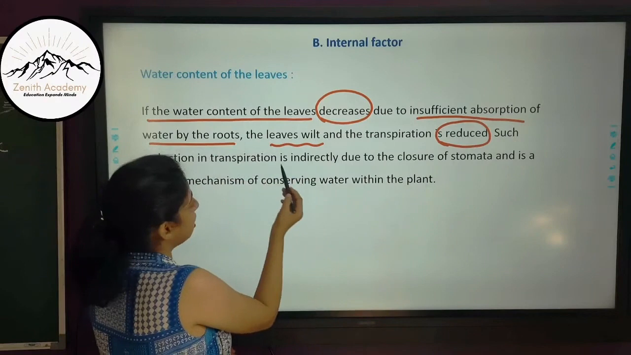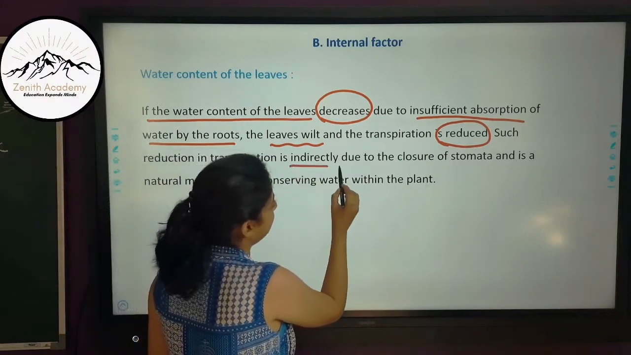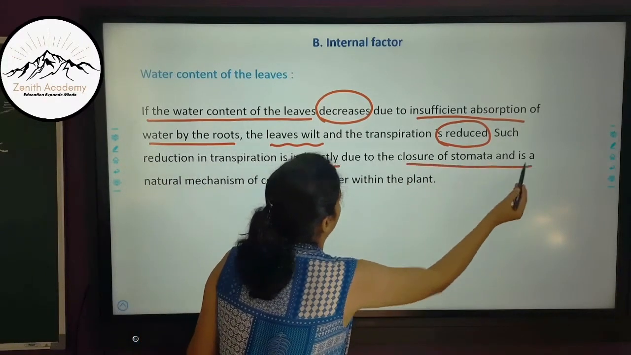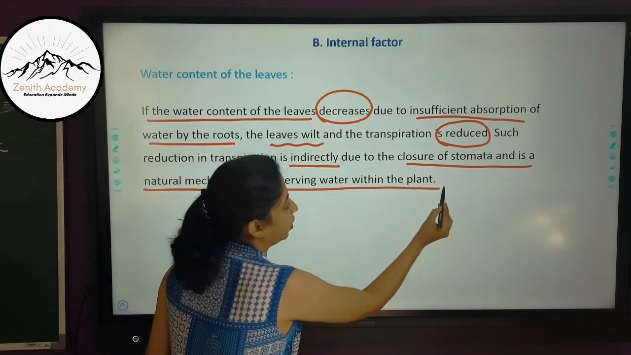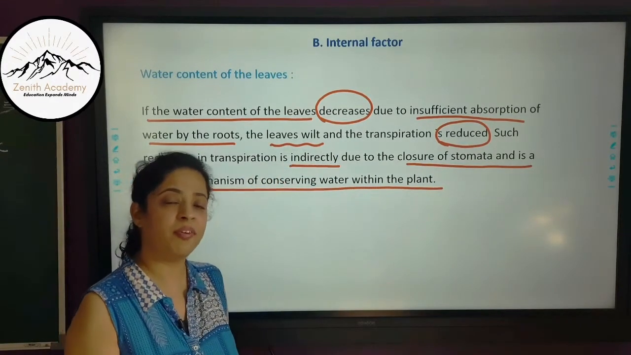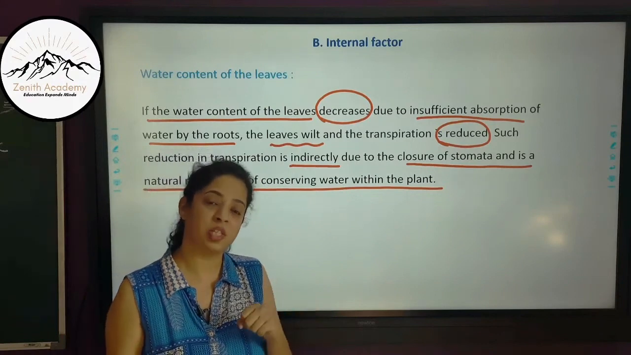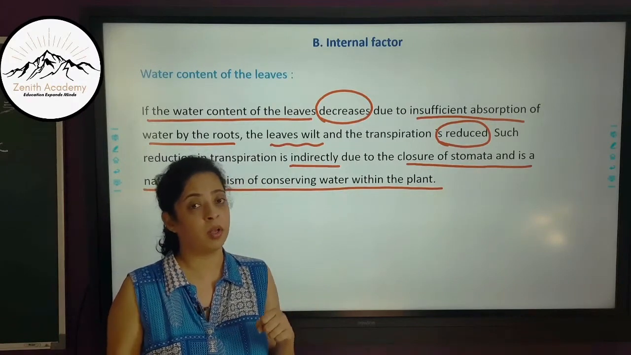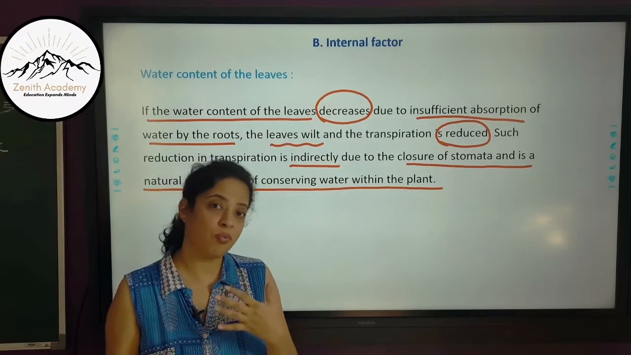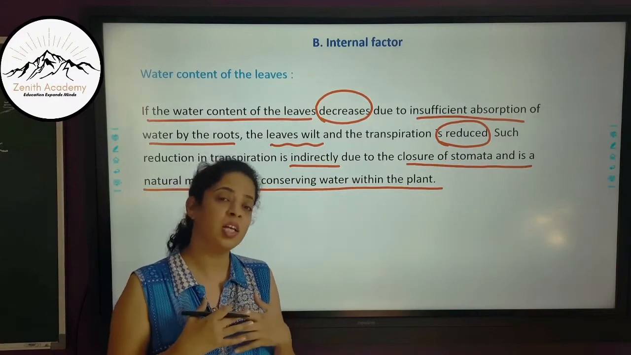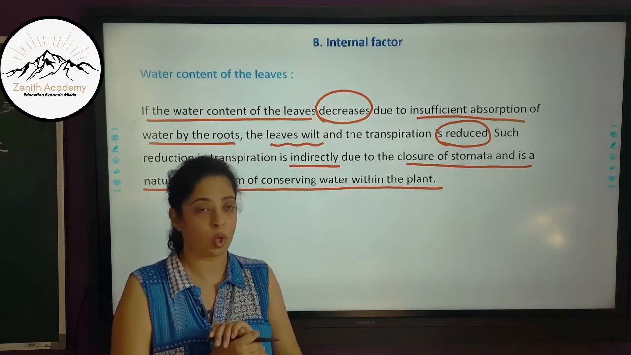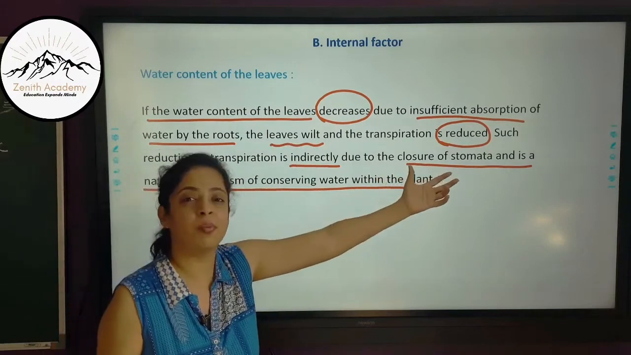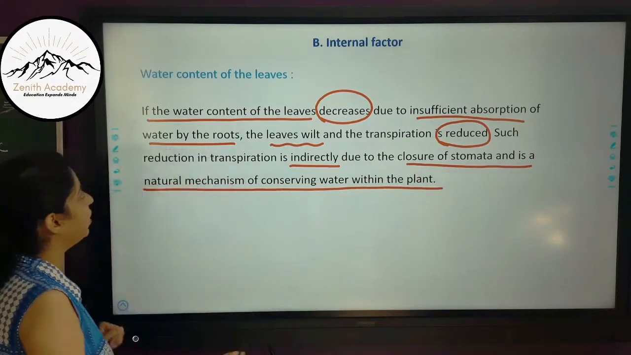Such reduction in transpiration is indirectly due to the closure of stomata and is a natural mechanism of conserving water within the plant. If the plant has absorbed less water from the soil, then it has a lack of water inside, so the plant doesn't want to lose that water. It will want to conserve that water, so the stomata remain closed. We'll read this again.